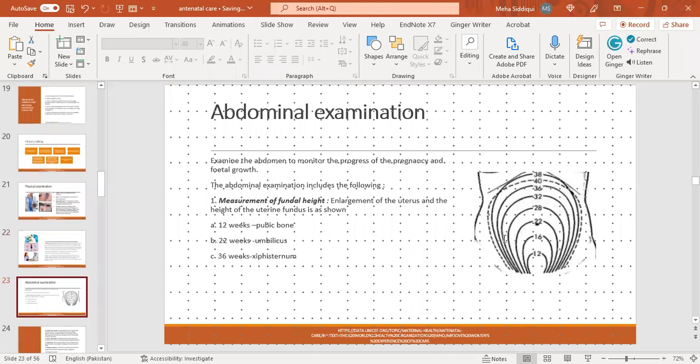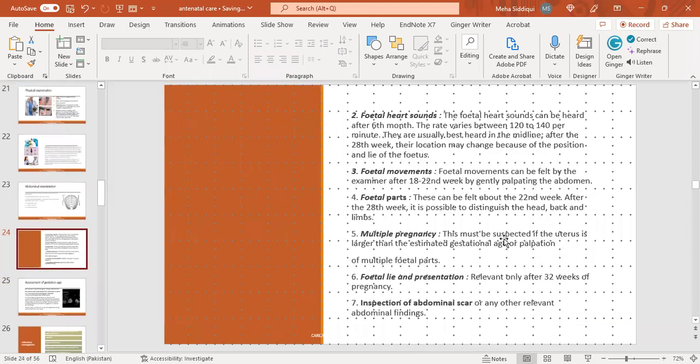Abdominal examination. Examine the abdomen to monitor the progress of pregnancy and fetal growth. The abdominal examination includes the following. First is measurement of fundal height. It is the enlargement of uterus, and the height of the uterine fundus is as shown: at 12 weeks it should be up to the pubic bone. Then at 22 weeks it should be at the level of umbilicus, and at 36 weeks ideally it should be at the level of xiphisternum.